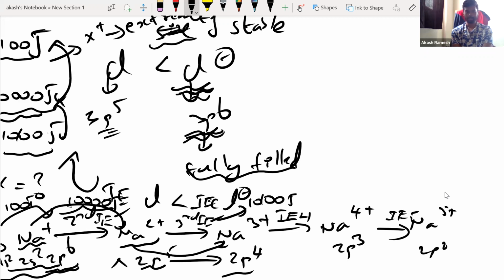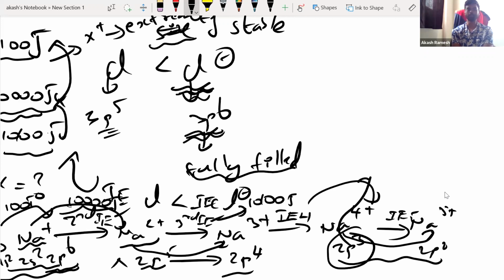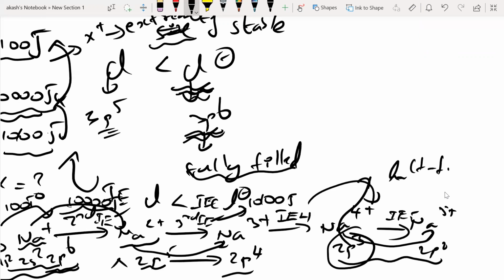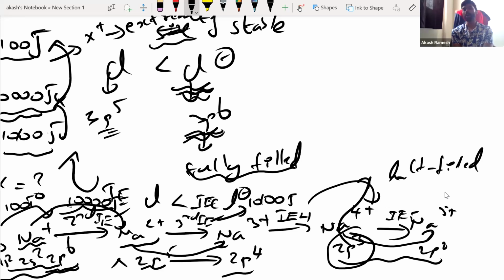Okay. Now what happens? IE4 to IE5, there's a huge jump again. No, sorry. Na4 plus to Na3 plus, there'll be a huge jump. Now again, why? Because again I have 2p3 here. 2p3 is half filled stable, right? So when I have fully filled stability or half filled stability in the electronic configuration, there will be a huge jump between the successive ionization enthalpies.